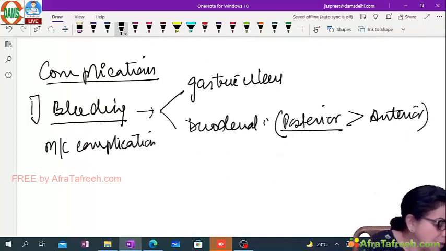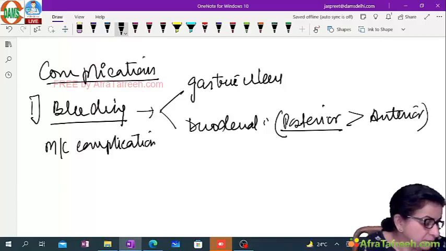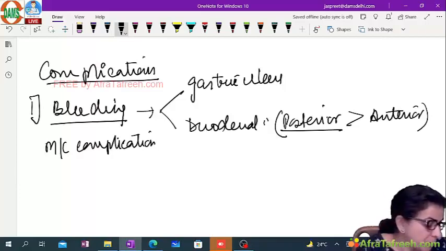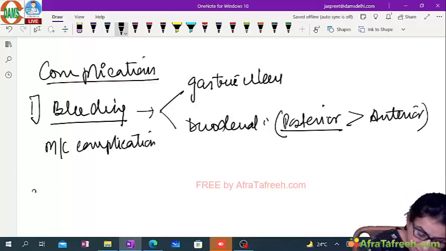Bleeding is the most common complication. Sometimes these gastric ulcers can rupture and bleed, and bleeding can lead to death also. Second, obstruction.